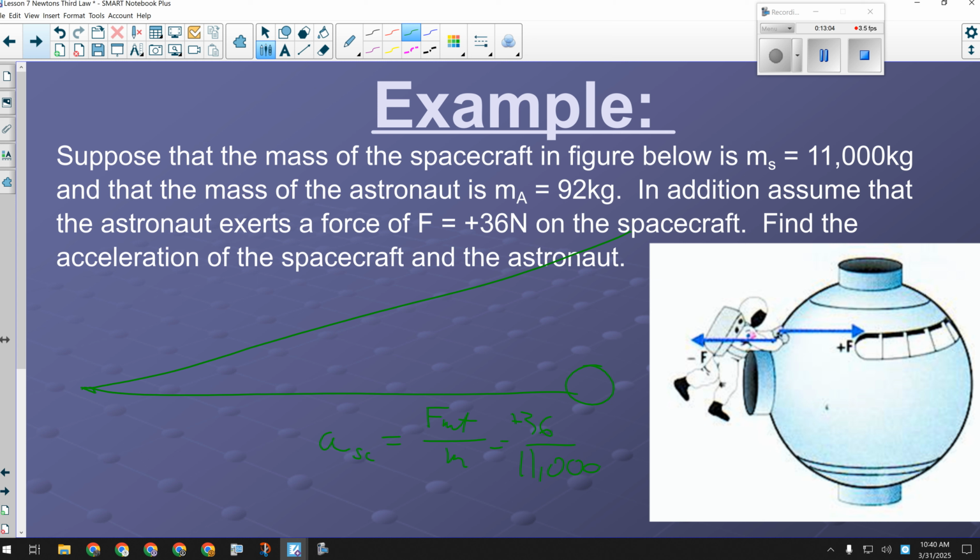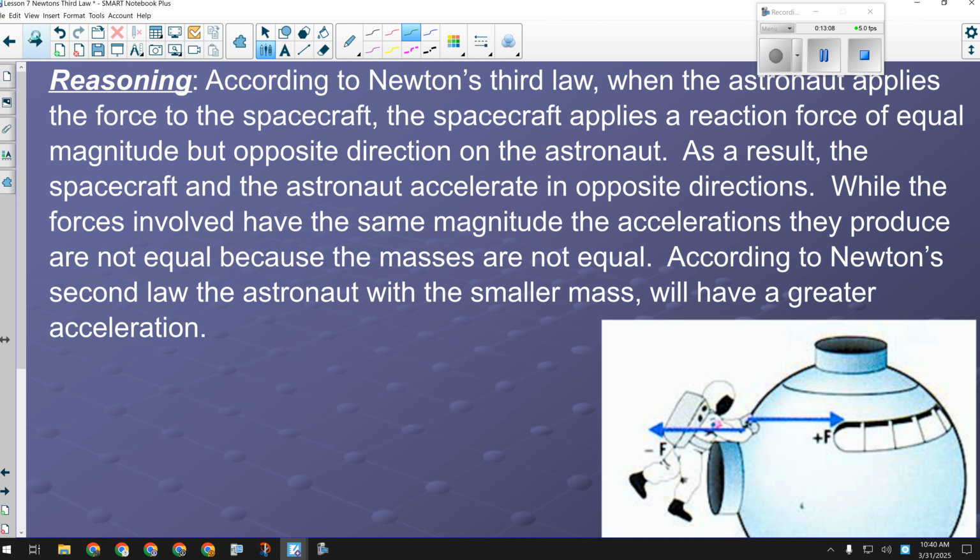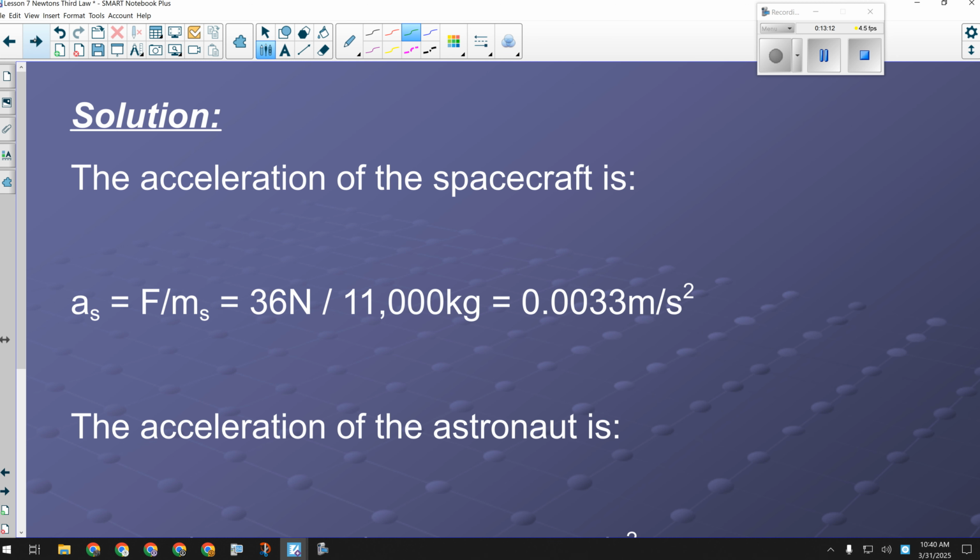We're not talking very much force here. Okay, I think I have it on the next page here. Okay, so for the spacecraft, 0.0033 meters per second squared. All right, that's a tiny acceleration, but it does impart a small amount of velocity to the spacecraft that would have to be accounted for.